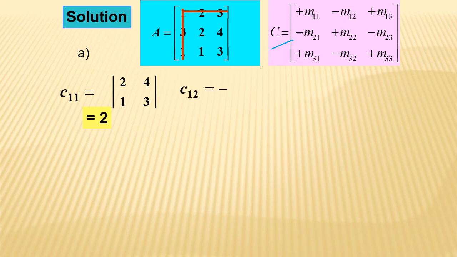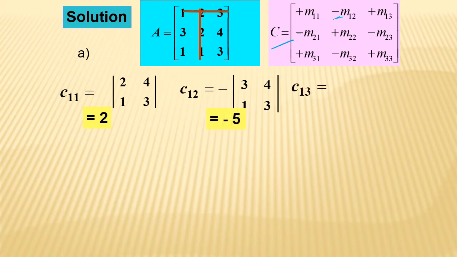And then so on, C12. The position here is negative, so don't forget to put a negative in front of the minor. So what is the minor? We delete the first row and second column. What's left is 3, 4, 1, 3. Find the determinant of 3, 4, 1, 3. It will be equal to 9 minus 4, which is equal to negative 5.